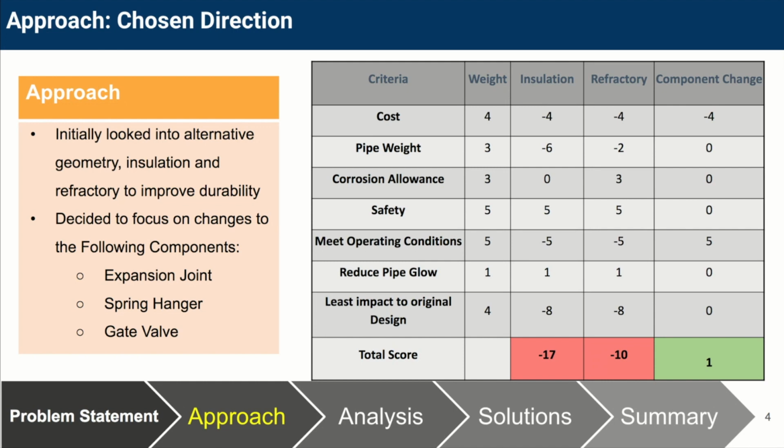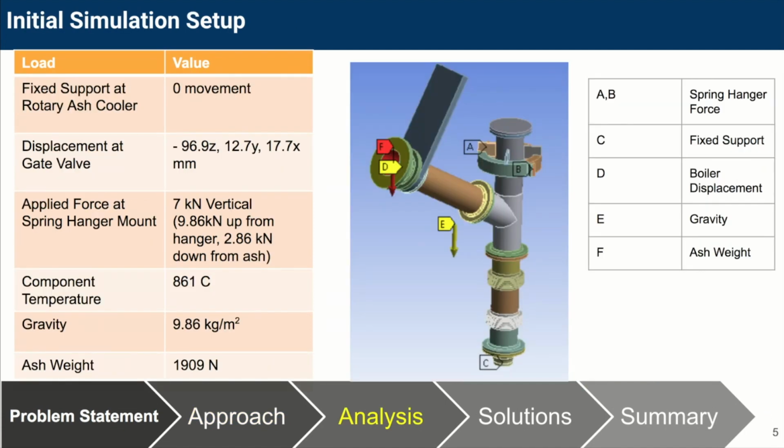GE would benefit from a recommendation that could be applied to the current installation, so we decided to focus on the expansion joint's movement capabilities, the spring hanger's optimal force application, and the proper function of the gate valve. In order to determine the appropriate component changes to the system, the ash pipe was simulated in ANSYS. This allowed us to identify stress concentrations as well as validate expansion joint movement.